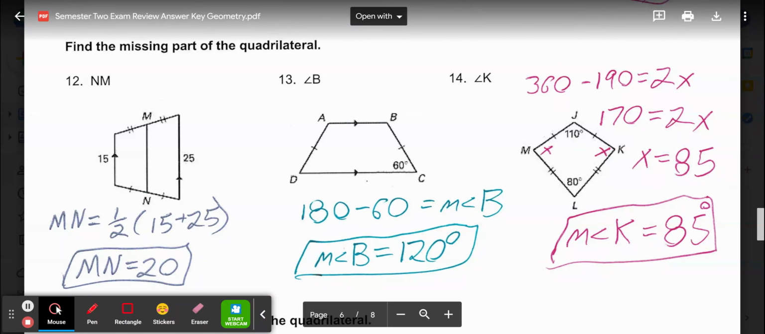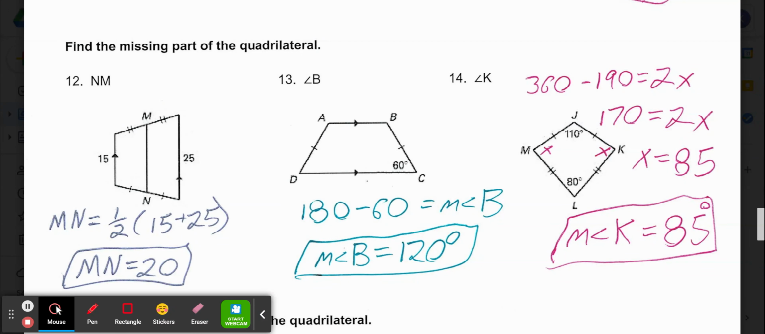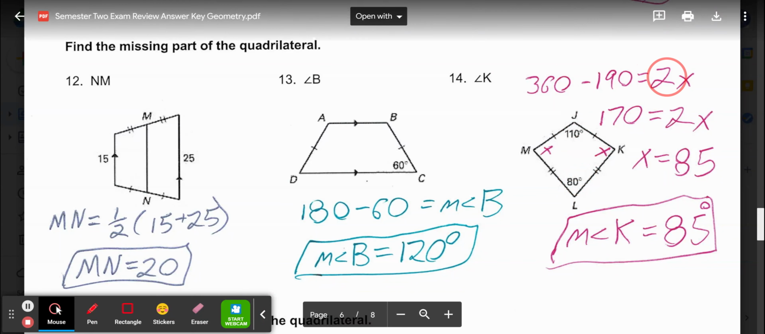And then in number 14, we have a kite. So we know angle M and angle K are equal. So then 360 total of all four angles minus the 190 we already know will equal our 2x, or our missing angles. So 170 equals 2x, meaning each of those missing angles is 85 degrees.